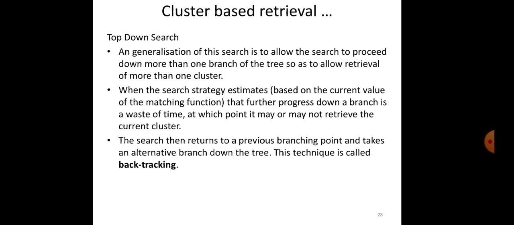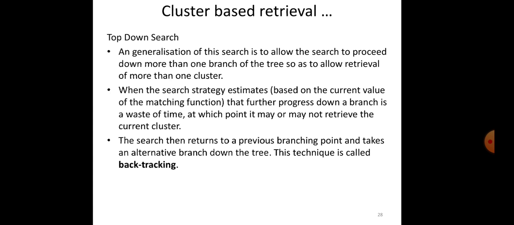Here in this search, we begin our search from the root. This particular method is called top-down search. We started our search from the top, then we will be going all the branches. So a generalization of this search is to allow search to proceed down more than one branch of this tree, so as to allow retrieval of more than one cluster. So there may be a scenario, there may be a chance of getting more than one cluster as our result.